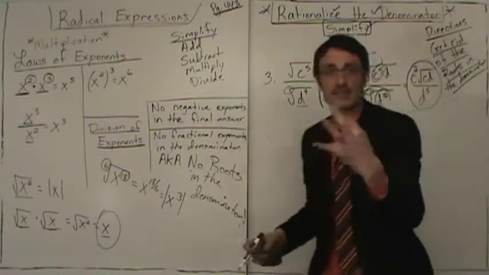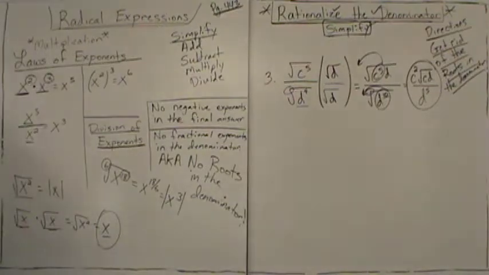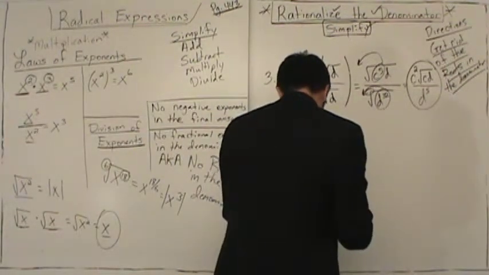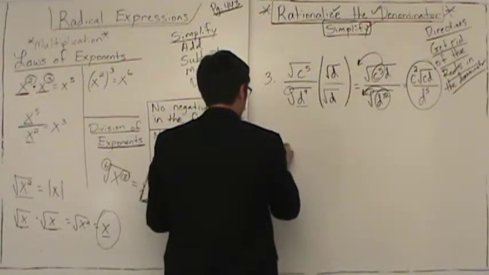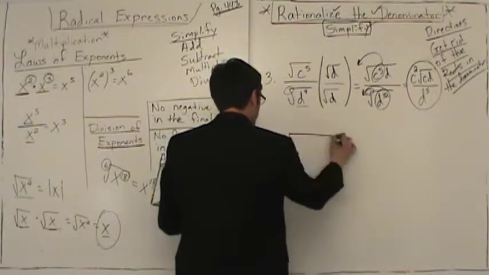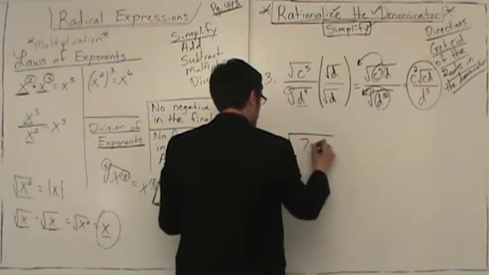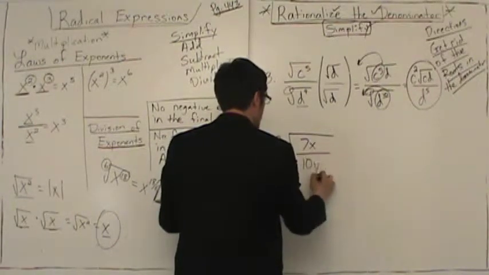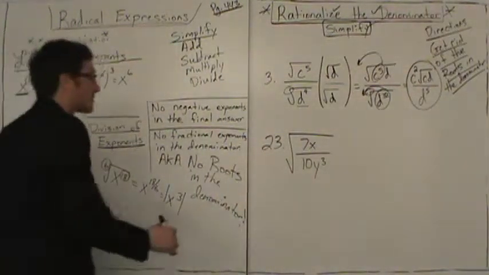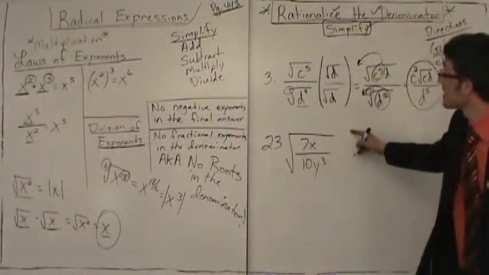Have we successfully gotten the root out of the denominator? Yes. Now, on the next problem, let's look at number 23. Number 23 says the square root of 7x over 10y to the third. In this case, this is a little different. So here you see a square root of an entire fraction.